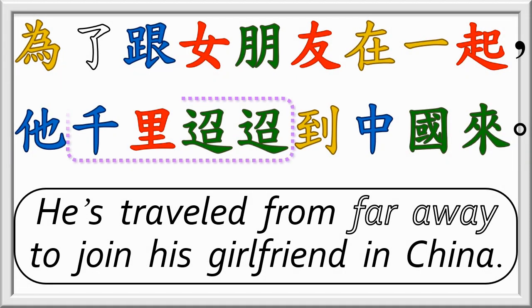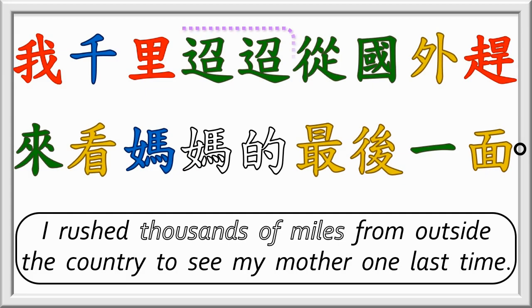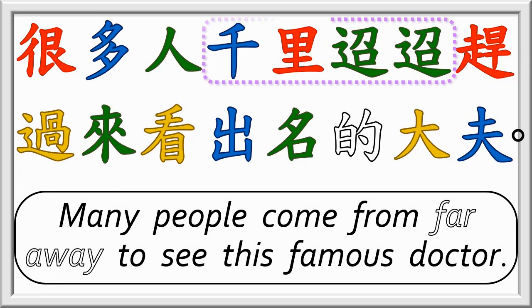Here are 3 sentences. 为了跟女朋友在一起，他千里迢迢到中国来。He's traveled from far away to join his girlfriend in China. 我千里迢迢从国外赶来，看妈妈的最后一面。I rushed thousands of miles from outside the country to see my mother one last time. 很多人千里迢迢赶过来看出名的大夫。Many people come from far away to see this famous doctor.